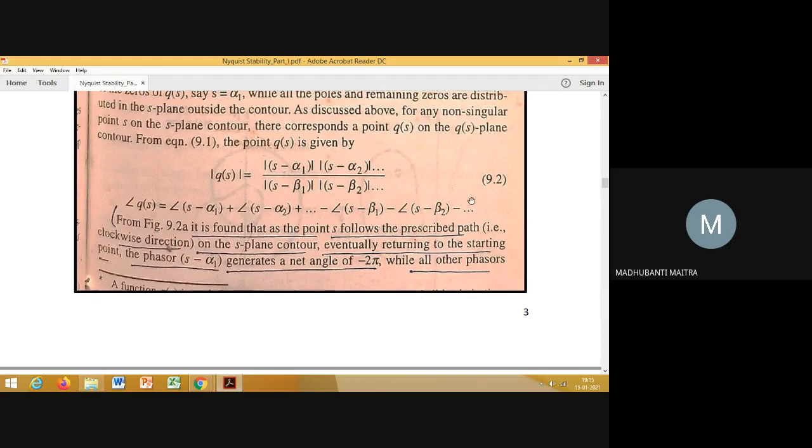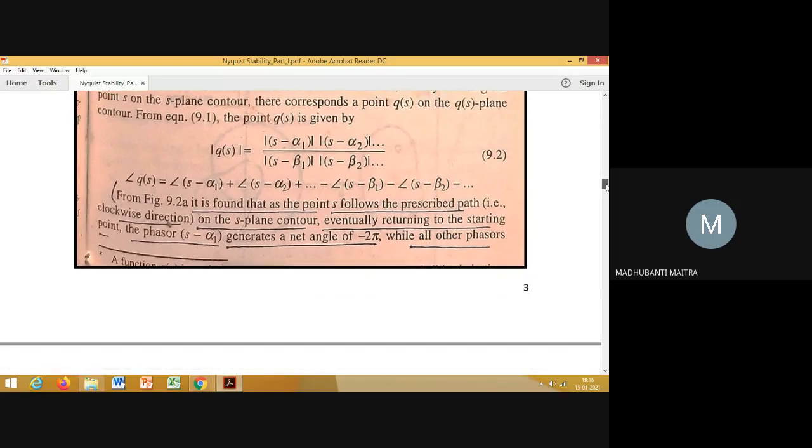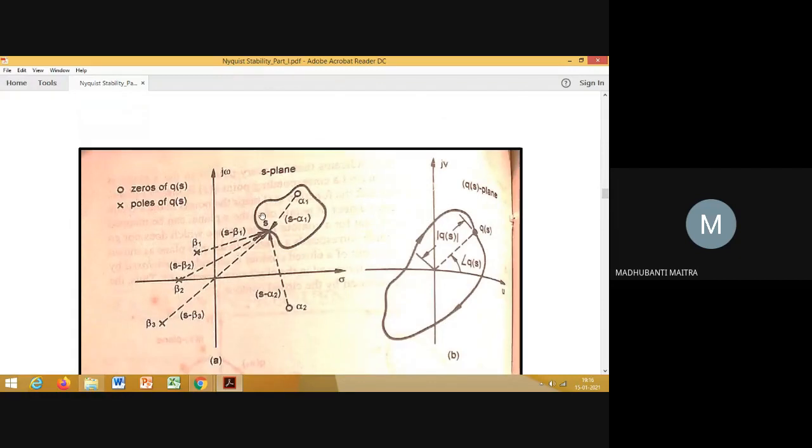Please look at this equation and try to find out whether you have understood it clearly or not. This is simple. This is a very simple phasor algebra. Is this equation clear? Yes, ma'am.